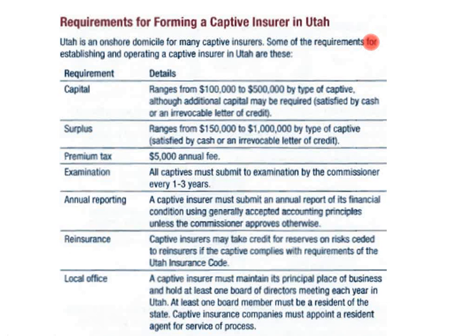And then, in this case, a local office: a captive insurer must maintain its principal place of business and hold at least one board of directors meeting each year in Utah. And at least one board member must be a resident of the state. So again, there are residence requirements, all these different issues. In each state, they're going to be a little bit different, and that's part of the considerations of why you'd want to form a captive.